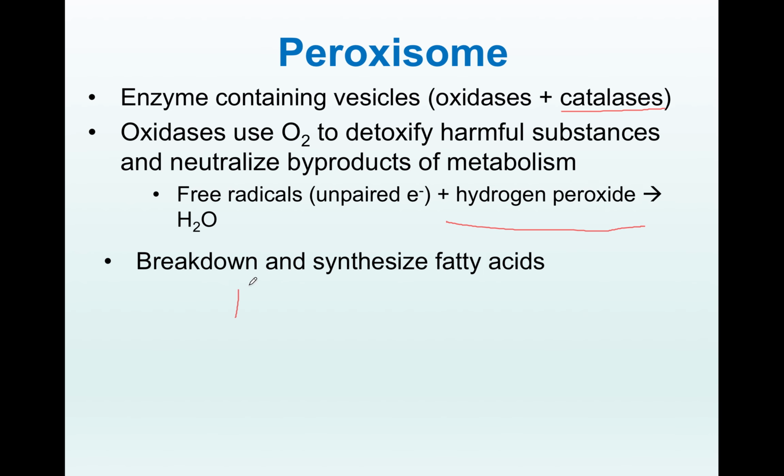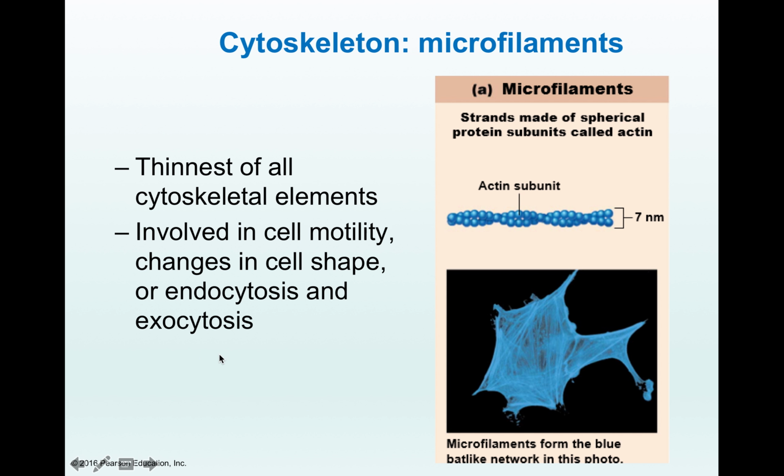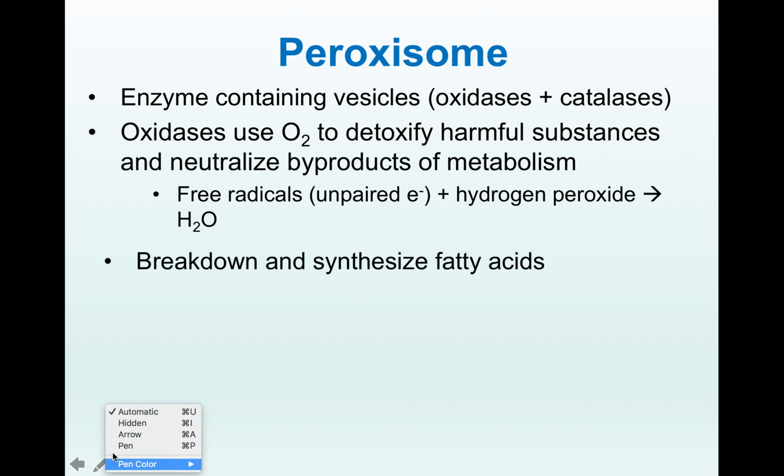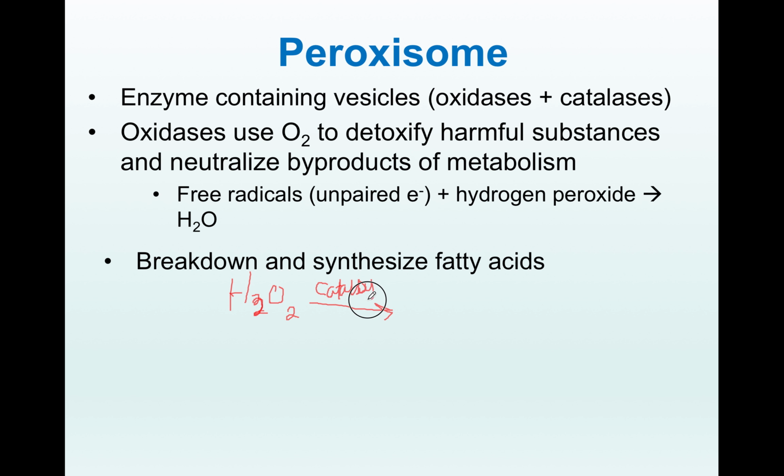So hydrogen peroxide is H2O2, this is a 2, not a 3. And when it is interacting with catalase, it becomes H2O, which is basically water, combined with O2, oxygen.